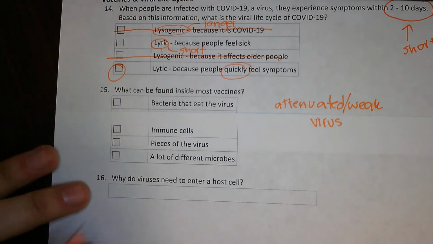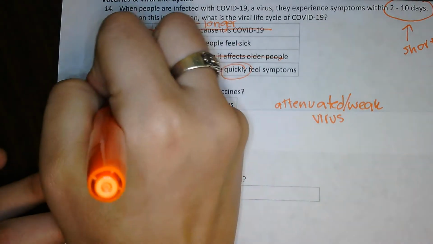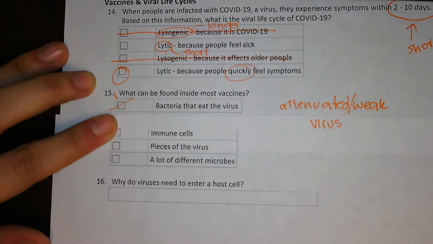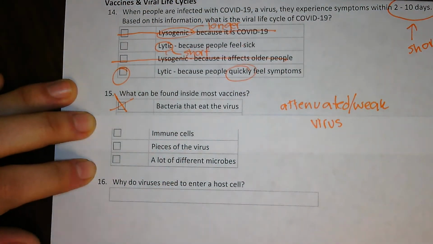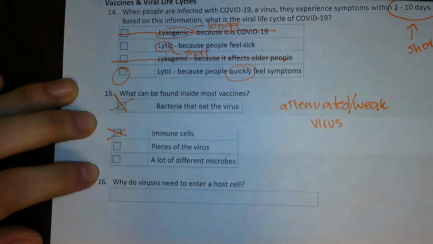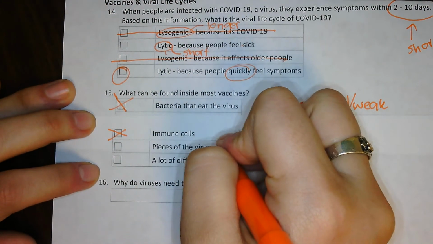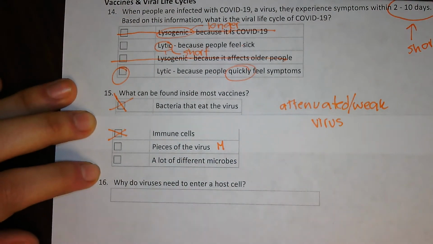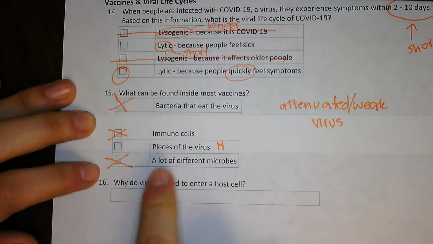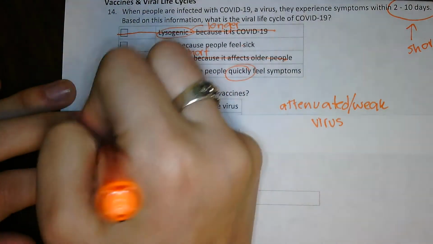So, inside most vaccines, bacteria that eat the virus? Nope, we are not injecting people with bacteria. Immune cells. We are not injecting people with immune cells in most common vaccines. Pieces of the virus, yes, maybe. And a lot of different microbes. Nope, no bacteria, no little things other than pieces of the virus. Your answer is C.